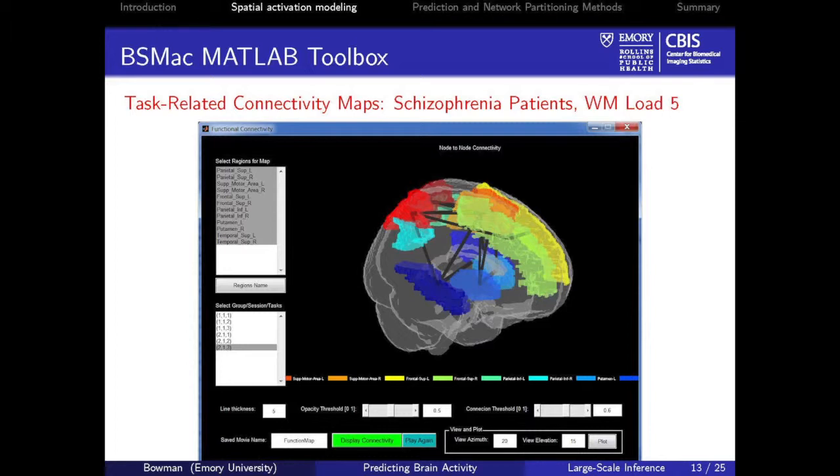You can pick any group, and so this is the working memory load 5 for a schizophrenia patient, healthy control, same condition. And so just by flipping back and forth, you see that there's increased connectivity for the schizophrenia group relative to the control, possibly suggesting that they have to recruit other brain regions in performing these tasks and don't process things quite as efficiently as the healthy controls.